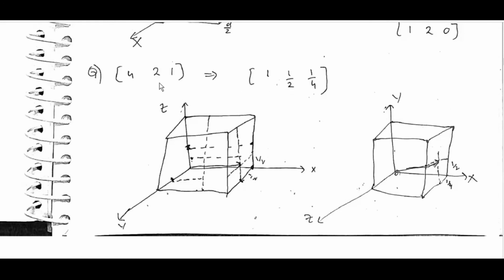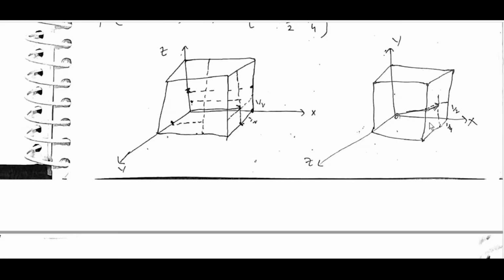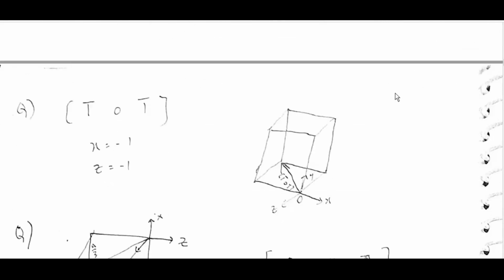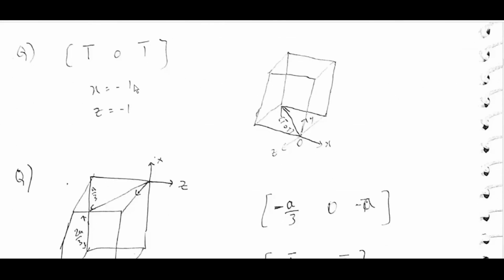Let's go for reverse. If 4 2 1 is given, then divide by 4: x is 1, z is half, then y is 1 by 4. Draw that line, imagine it in 3D. 1 bar 0 1 bar, where bar means negative. From the origin go in the opposite direction, x is equal to minus 1, z is equal to minus 1.